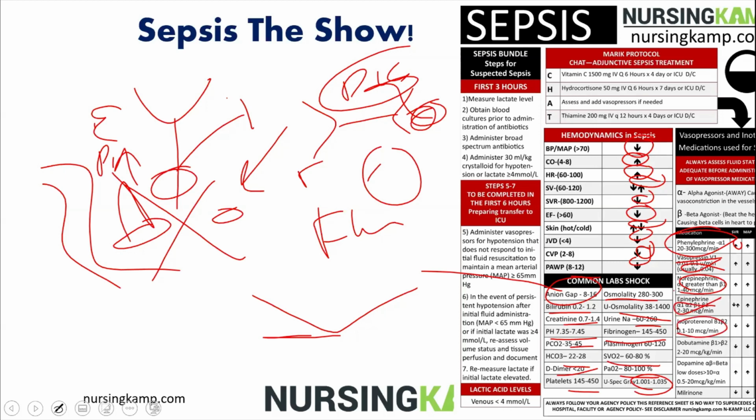Isoproterenol, Natrecor, not most common. Most common is dobutamine and dopamine, and then milrinone. All right, so alpha agonists, beta agonists, that's just explaining what these are. So that's a sepsis protocol. That's how it works. We'll move to the next thing, which is a SOFA score.